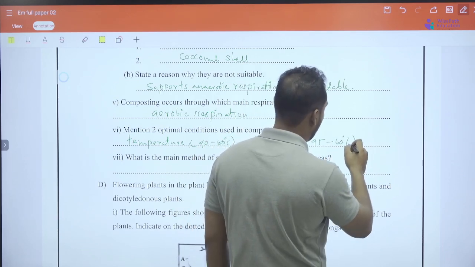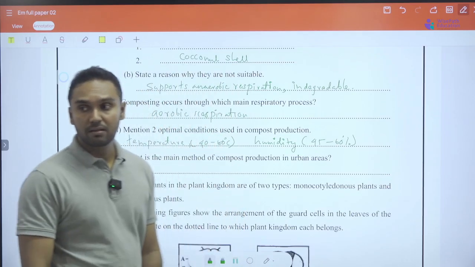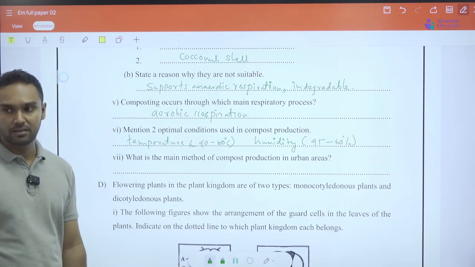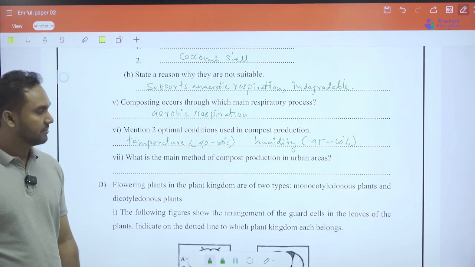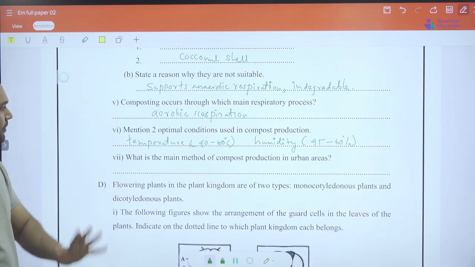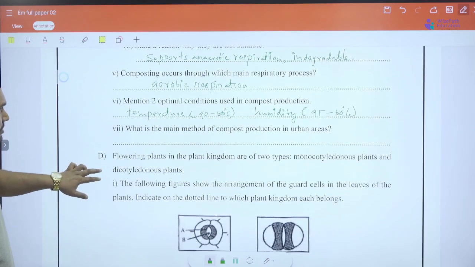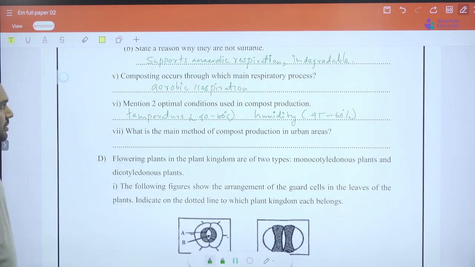And the pH was there, oxygen percentage was 5% or something, 5% of oxygen. 4 to 5 things were there. So if you can't remember, put a note that you should study the conditions.